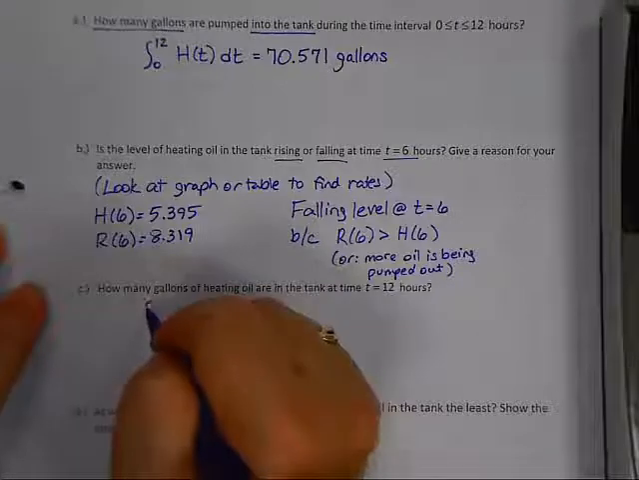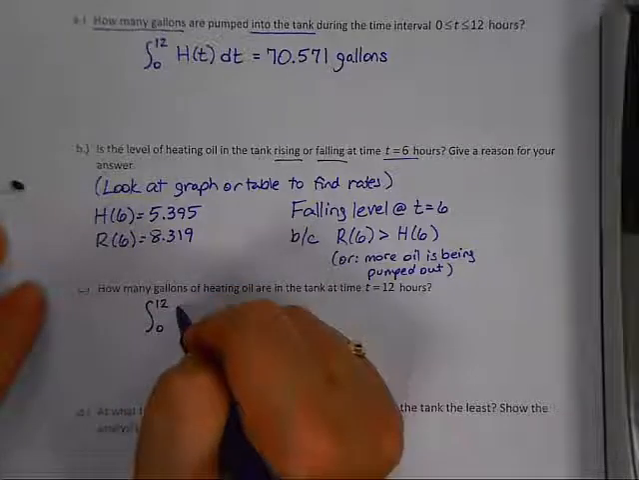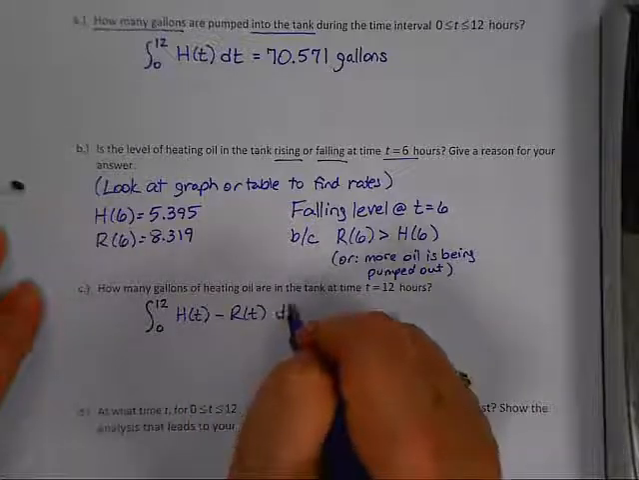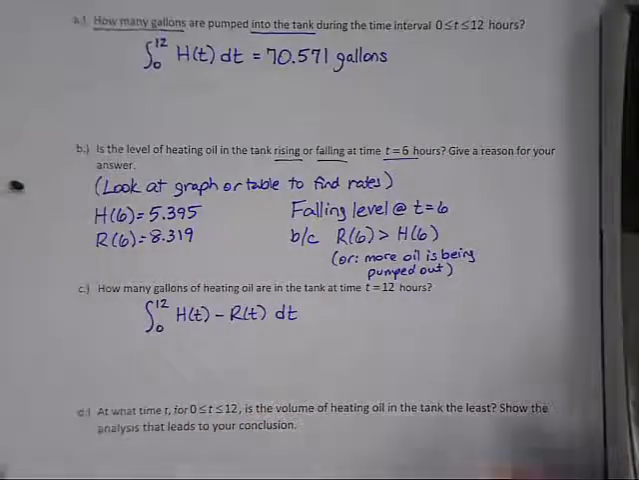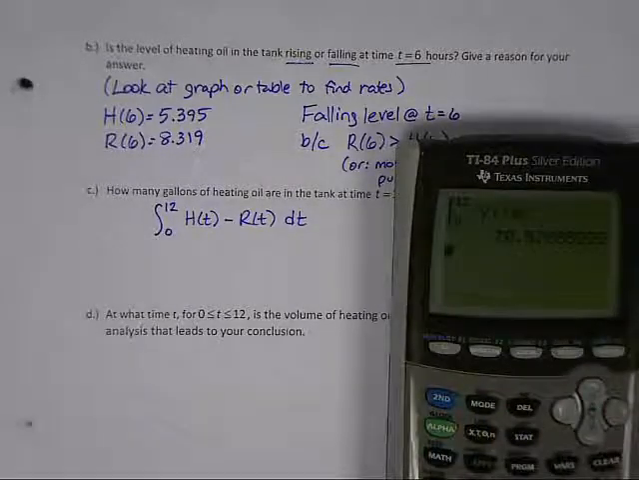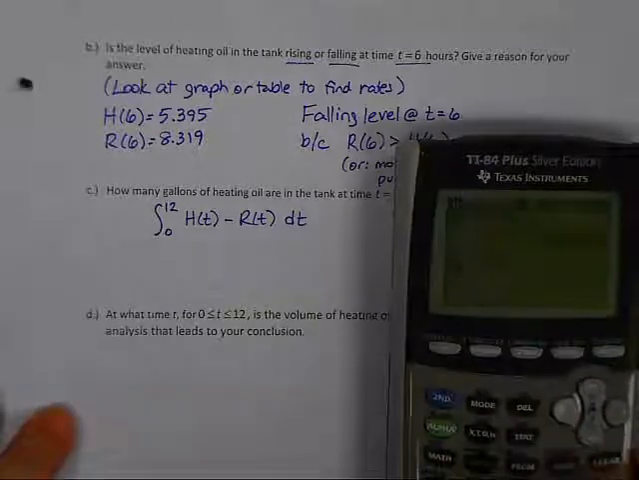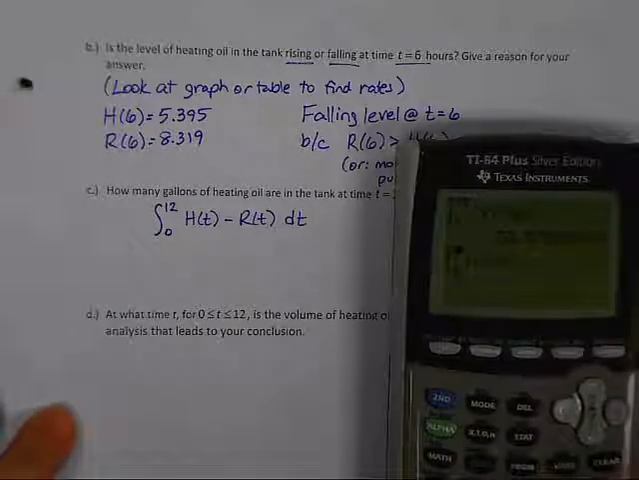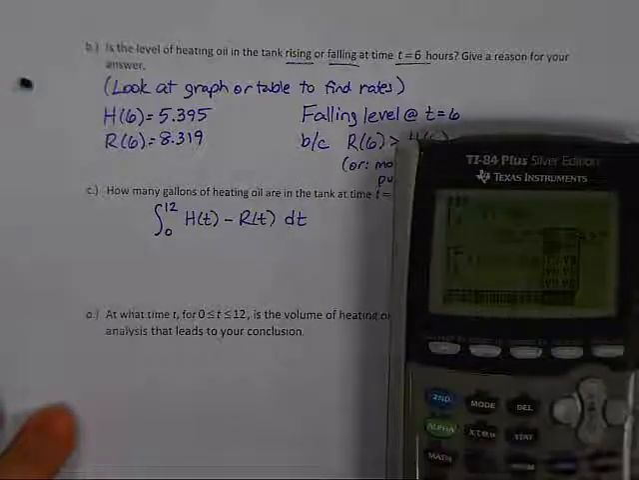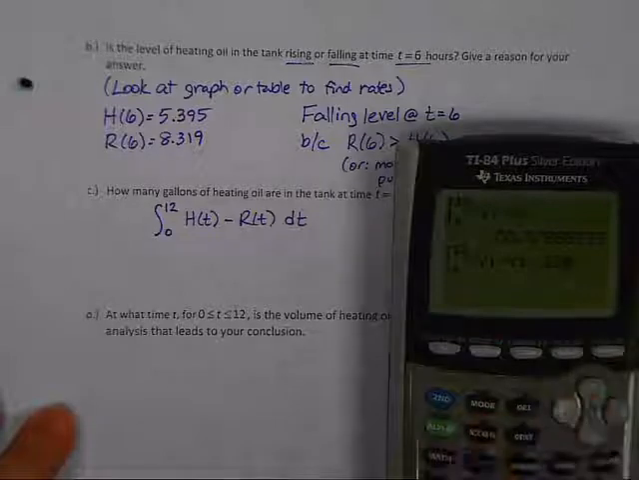So what we're going to do is integrate from 0 to 12 of H of t minus R of t dt. You can put them in the same integral. Now something weird's going to happen when you type this in. Go ahead and do it. Something weird as in, if you understand what the answer means, it's going to be a weird answer. So math 9, 0 to 12, y1 minus y2 dx.